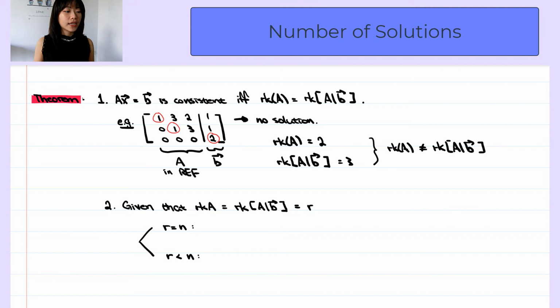The second theorem says, given that the rank of A equals the rank of the augmented matrix, and let's name this R. If R equals n, remember that we let matrix A be of size n by n. So if the rank equals the number of columns, then the system has a unique solution. However, if the rank is smaller than the number of columns, so we have at least one column that has no pivot, then we can name the variable a free variable. So in this case, the system has infinitely many solutions.